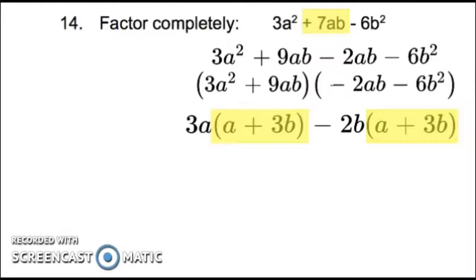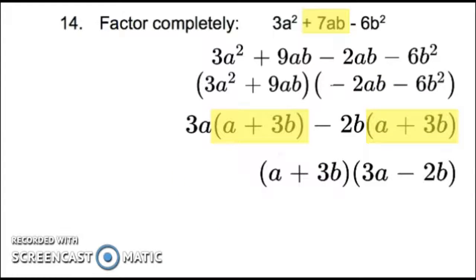So now we take that out, that's our GCF, and then when we take it out of the first term, we'll have 3a. Take it out of the second, we're left with negative 2b, so then I'll have 3a minus 2b, and that will be my answer.